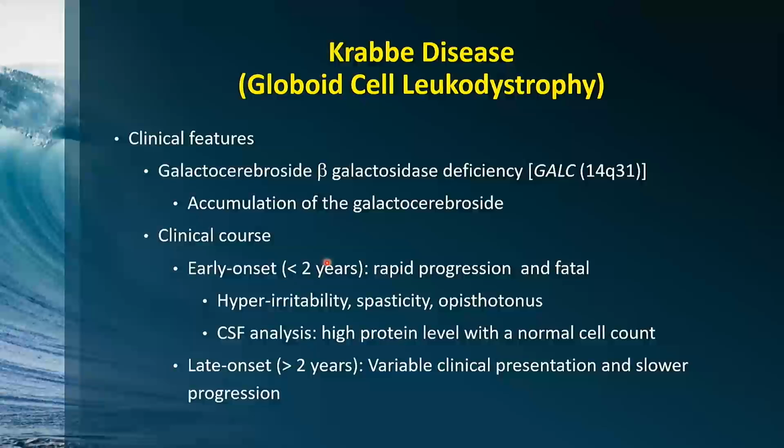Yes, Krabbe disease. Krabbe disease is caused by galactocerebroside beta-galactosidase deficiency. So it induces the accumulation of galactocerebroside in the brain. Early onset Krabbe disease shows rapid progression of the neural symptoms, and it usually shows hyperirritability and severe spasticity, and sometimes the baby shows opisthotonus.